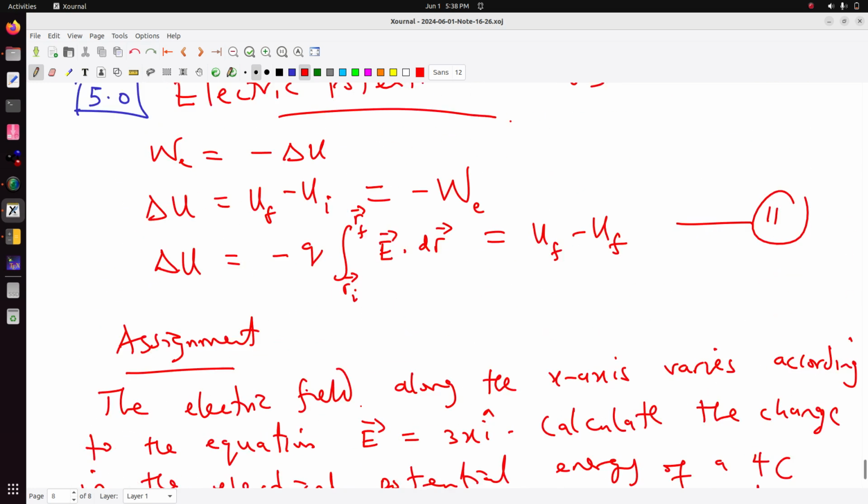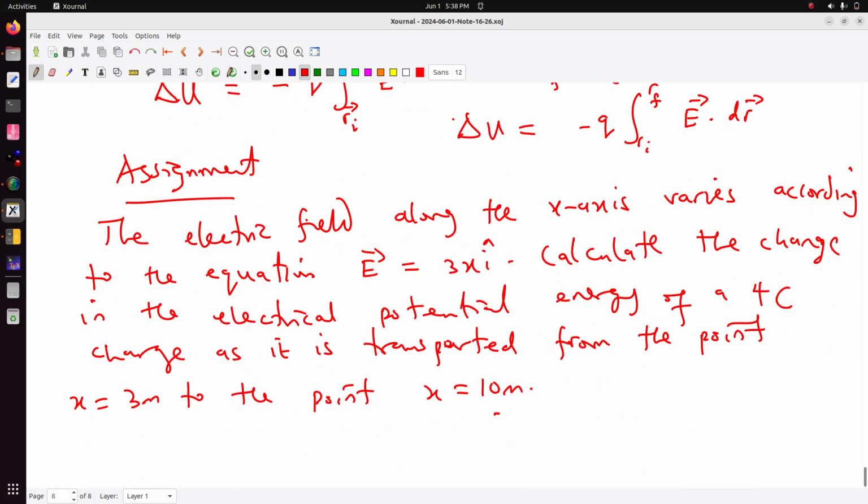In this case, you are going to use this form. You are going to use delta U, the change in the electric potential energy, as minus Q integral from Ri to Rf of E dot dr. Because this E is not constant, it depends on x, you can change it to minus Q integral from x1 to x2 of 3x i dot dx. You can use this to get your answer.